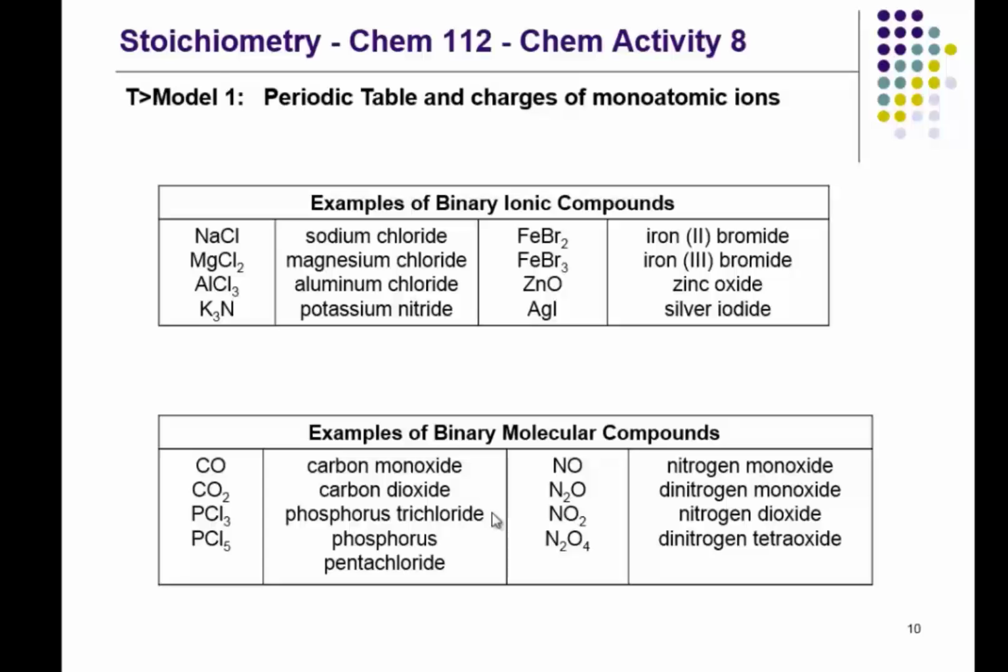One final point is that you may have noticed that if there's only one of the first element in a molecular binary compound, you do not use the Greek prefix mono, and hopefully you can remember this just by thinking about it. In the case of carbon monoxide, which should be a fairly common compound for you, we don't say monocarbon monoxide. In a similar way, we don't say monocarbon dioxide. So if there's only one of the first element, we don't say mono. If, however, there's only one of the second, we do need to say mono.